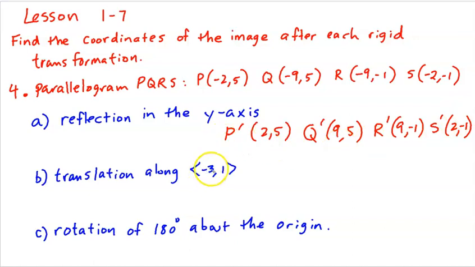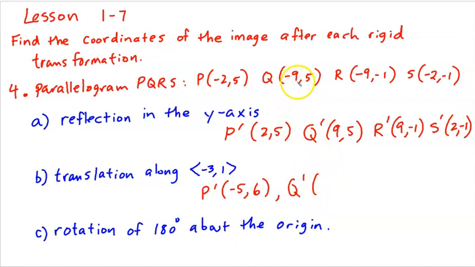Okay, to do a translation, we add -3 to each of these x coordinates, and then we're going to add +1 to each of the y coordinates to come up with our coordinates of the image. So P prime is going to look like this. -2 plus -3 is -5. And then 5 plus 1 is 6. So that'll be P prime.